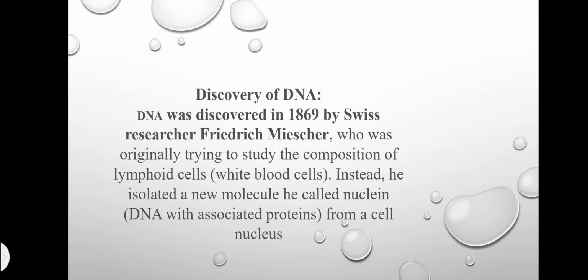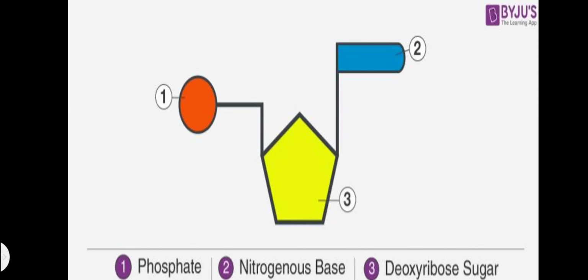Now it's the discovery of DNA. DNA was discovered in 1869 by the Swiss researcher Friedrich Miescher, who was originally trying to study the composition of lymphoid cells, meaning white blood cells. Instead, he isolated a new molecule he called nuclein from the cell nucleus. So basically, this is the structure of DNA. It includes a phosphate group, nitrogenous bases, and deoxyribose sugar.